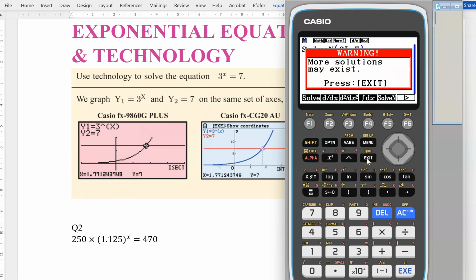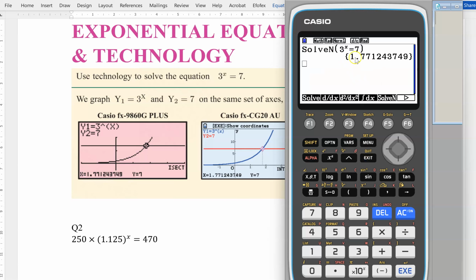That's if we have quadratics or cubics. You can have more than one solution. We just press Exit, and there we go. We get exactly the same answer that we had previously. The bonus for this is when we do questions like this, where they're massive numbers, we don't have to worry about scale. All right, now I'll just do that one more time.